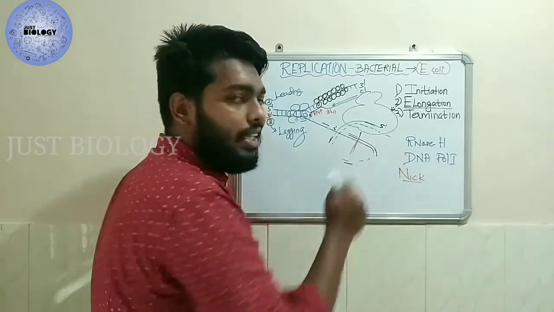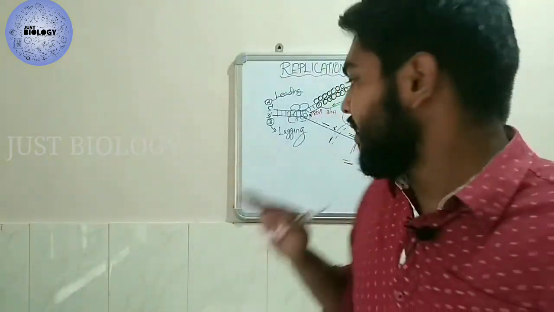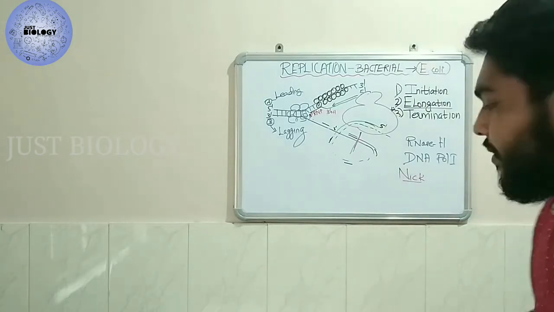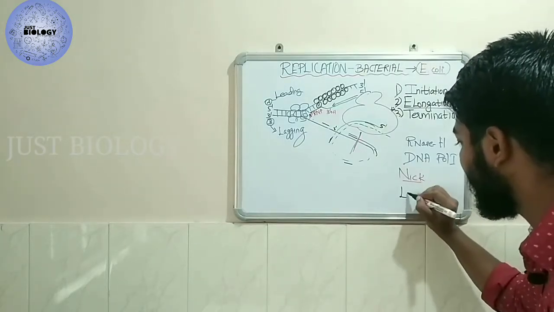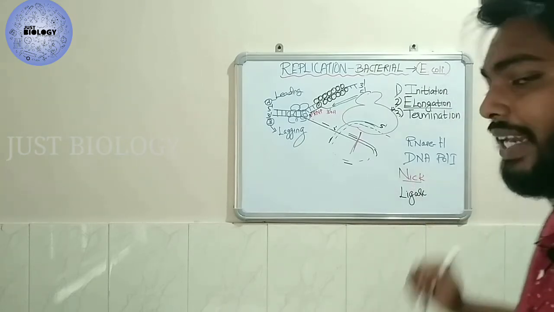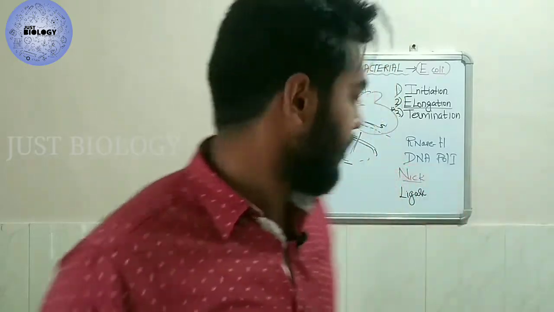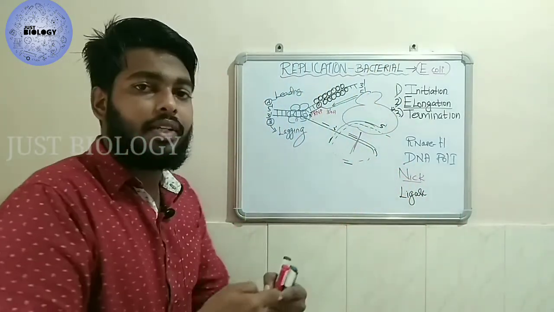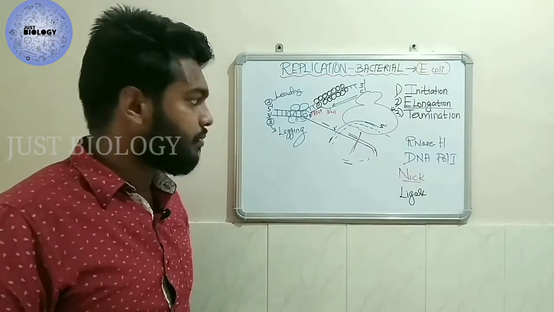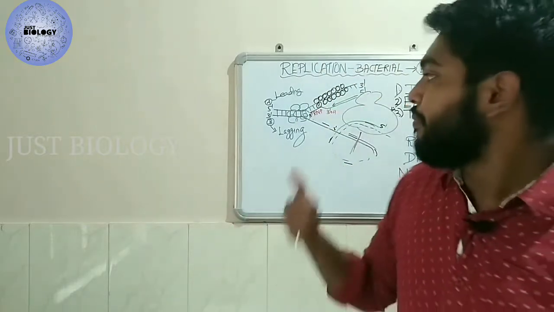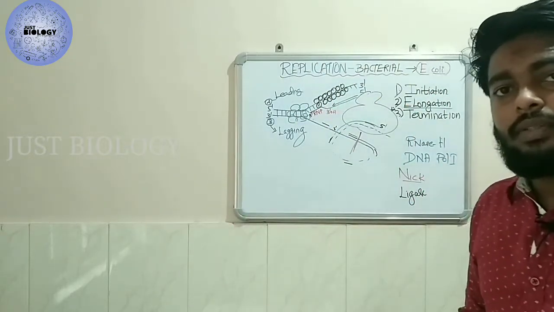So we need to seal that nick. The nick will be sealed by a kind of enzyme called ligase. Ligase is a complex enzyme which fills the nick. So the nick will be sealed by the ligase enzyme. The ligase will induce the formation of the phosphodiester bond. So this is the scenario of the elongation in prokaryotic cells.